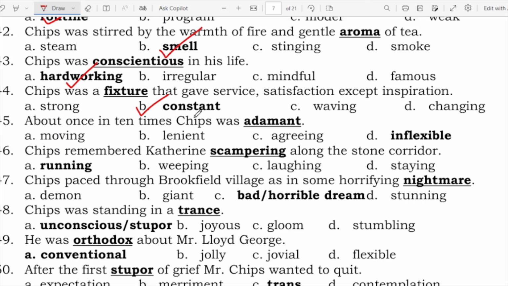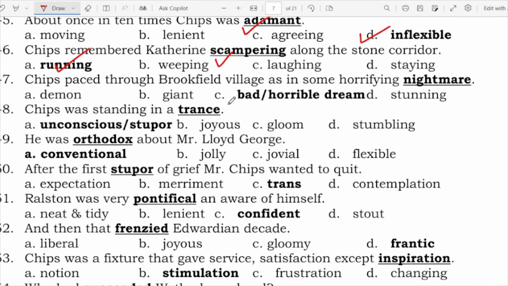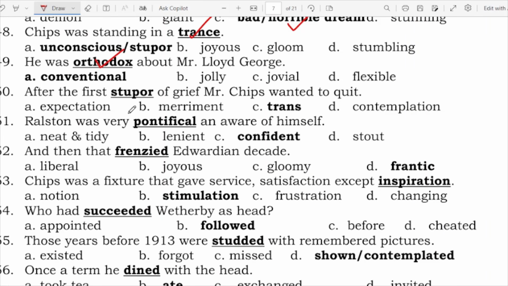You will be given four word synonyms. Chips was adamant. Adamant means inflexible, stubborn. Scampering means running, when Chips remembered Catherine scampering. Chips paced through Brookfield village as in some horrifying nightmare, a bad dream. Trance is a stupor. Orthodox means very conventional persons. Stupor, this is stupor, trance.